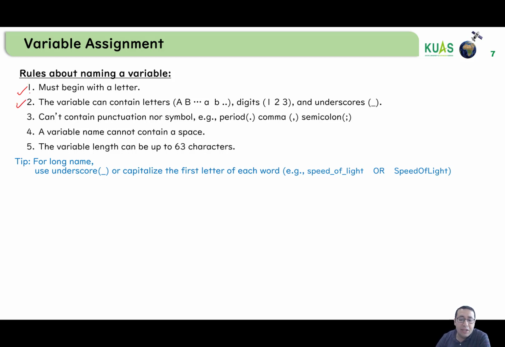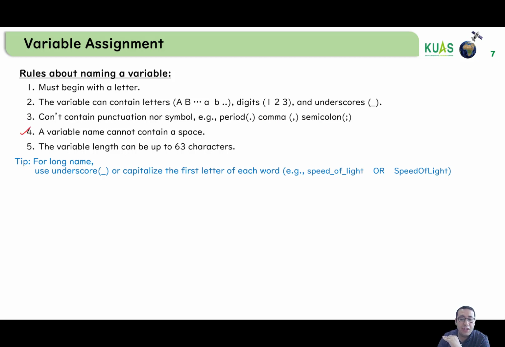Number two, the variable name can contain letters or numbers, which is 1, 2, 3, or the underscore. This is very important. Remember: letter, number, underscore. Number three, the name of the variable can't contain punctuation or symbols. So we can't use a period, comma, or a semicolon.